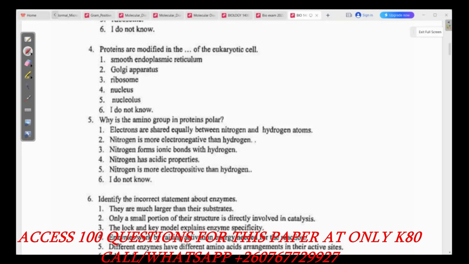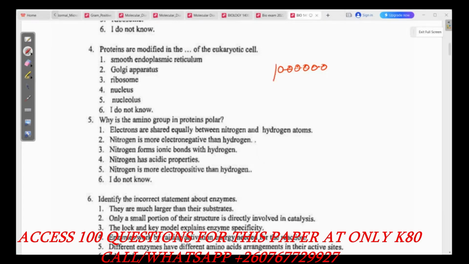Question 4. Proteins are modified in the dash of the eukaryotic cell. As we said earlier, some organelles are not found in prokaryotic cells. So eukaryotic cells have a special organelle which modifies proteins. After the end of protein synthesis, you are going to have what? A primary protein, the primary structure of protein, which is just a chain of amino acids.